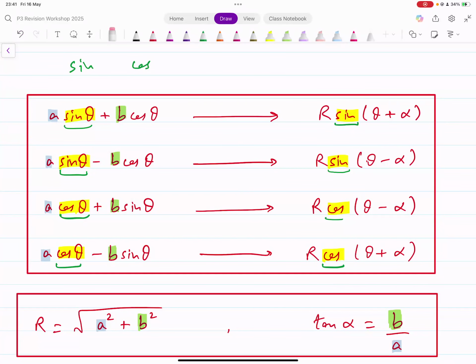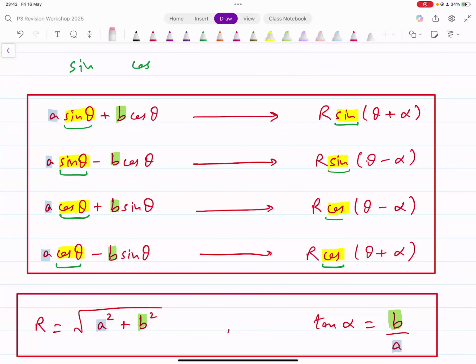In case of the sine function, if you have plus here, you have plus here as well. If you have minus here, you've got minus here as well, because these forms come from the compound angle identities for sine and cos. If you remember the compound angle identity for sine, it has the same signs on both sides. So sine of a plus b, that is sine a cos b plus cos a sine b. For cos, however, the signs are different. When you have plus on the left side, you have minus on the right. When you have minus on the left side, you have plus on the right.